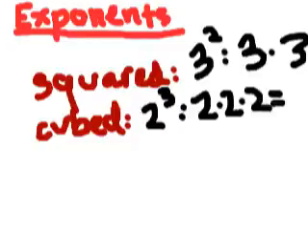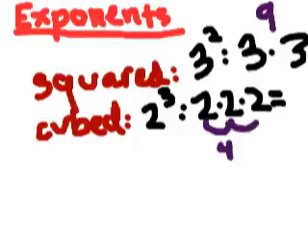And let's just write the answer. The answer for this one is 9. And for this one, let's take a look here. 2 times 2 is 4, and then 4 times 2 is 8. So the answer for this one is 8. We could do some other examples.